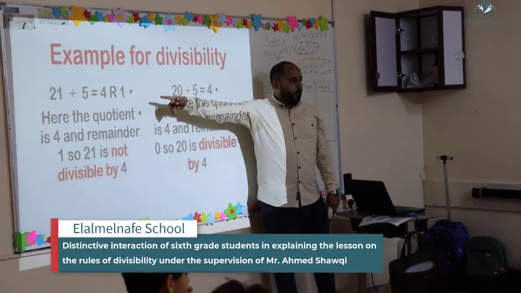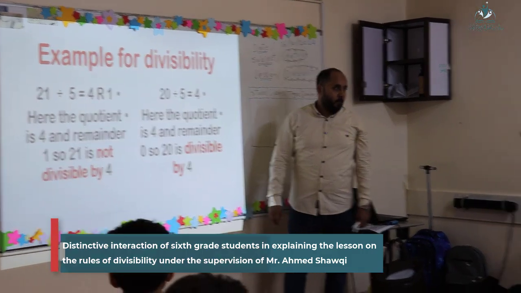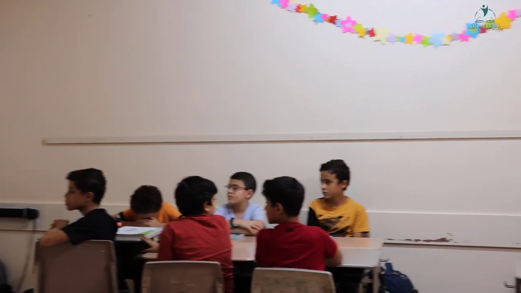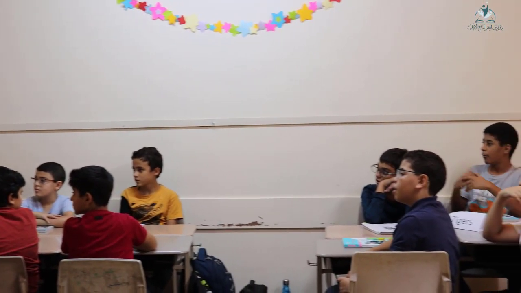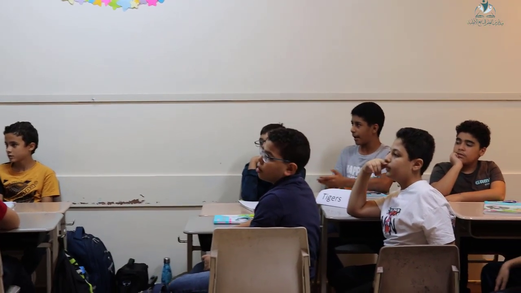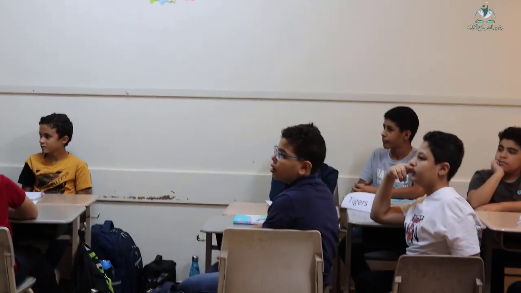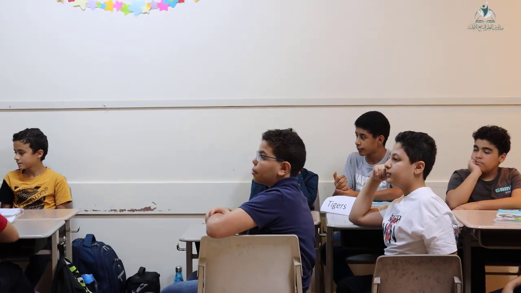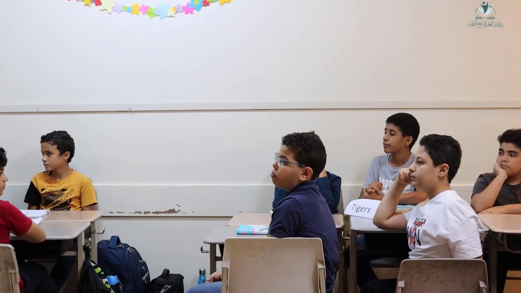21 divided by 4 equals 5 and the remainder is 1. The remainder is 1, so 21 is not divisible by 4. Yes, 21 is not divisible by 4. Okay.